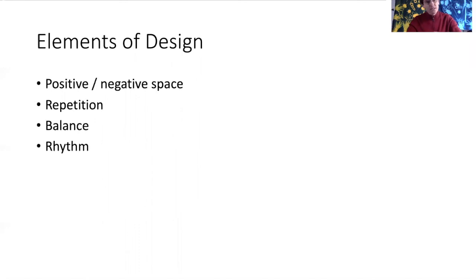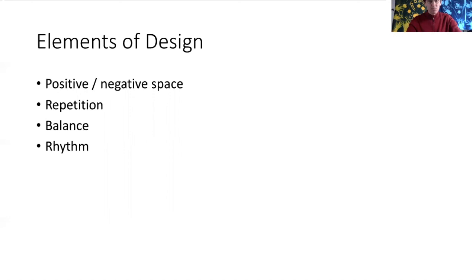Balance, taking two things and balancing them against each other, or taking an object and making a circle around it. So some sort of way to make the right and the left or the top and the bottom similar to each other. And rhythm. Rhythm's a little more abstract and weird, but just the idea of elements that come and go. So large, small, and some sort of pattern.